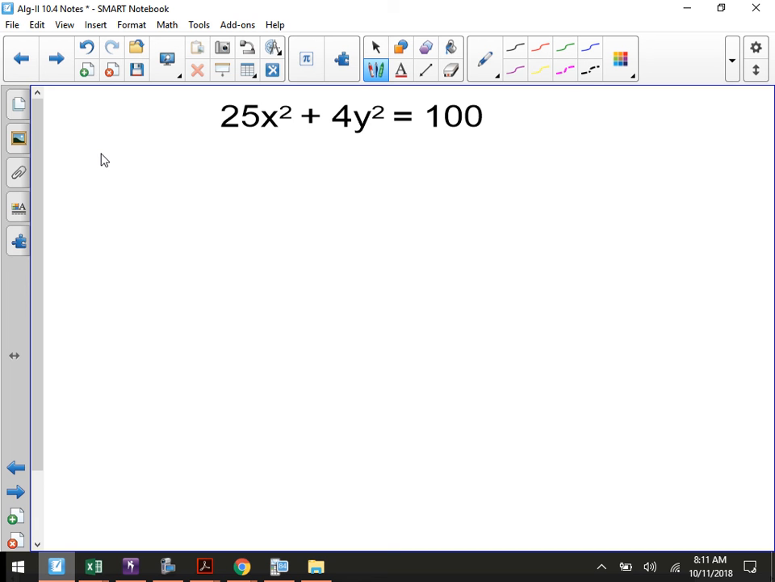So if I start with 25x squared plus 4y squared equals 100, I need to get one side equal to 1, which again means I'm not going to subtract 99. I'm going to divide everything by 100. Okay. As you divide everything by 100, you should be pleasantly surprised that, look at how nice and clean these numbers were. We get x squared over 4 plus y squared over 25 is 1.